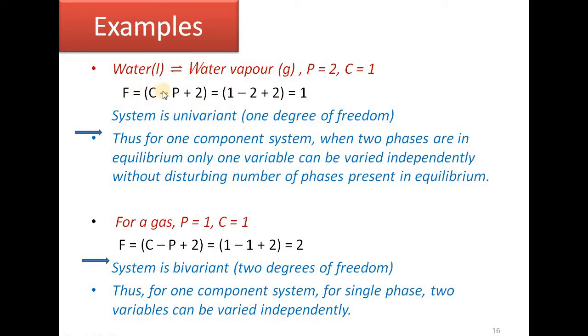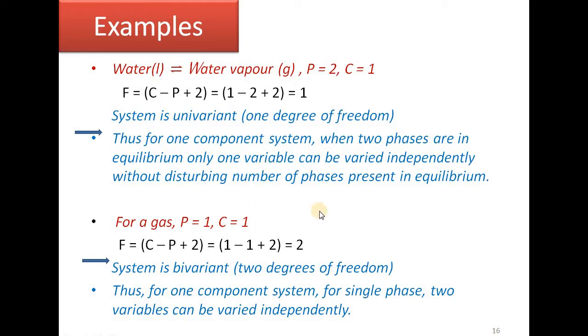Now in the same case, when two phases are in equilibrium, water and water vapor, phases are 2 and component is 1, so degrees of freedom comes out to be 1. So when two phases are in equilibrium in a one component system, the system will be univariant. Out of temperature and pressure, only one can be varied independently. The value of the other will depend automatically on the value of the first variable. So we can independently vary only one variable. The system is univariant. So for a one component system, when two phases are in equilibrium, only one variable can be varied independently without disturbing the number of phases present in equilibrium.